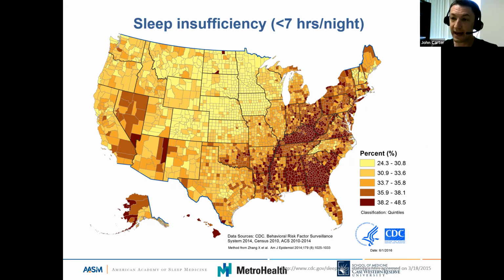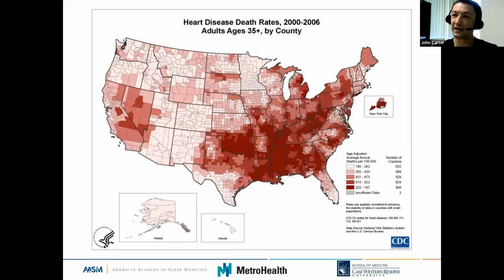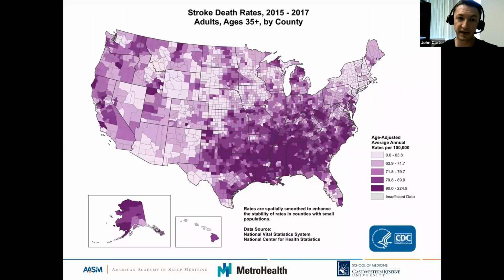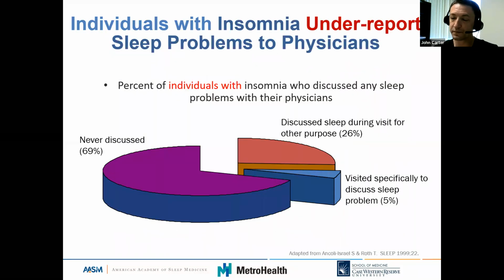And if the map is familiar to you, well, it should be, because it overlaps with maps like this: death from heart disease in the United States, stroke death in the United States. And so, I'm showing you these only to imply that there are clear associations between poor sleep and poor health. And again, the arrow of causation very likely points in both directions. And this is certainly an active area of research at multiple levels.